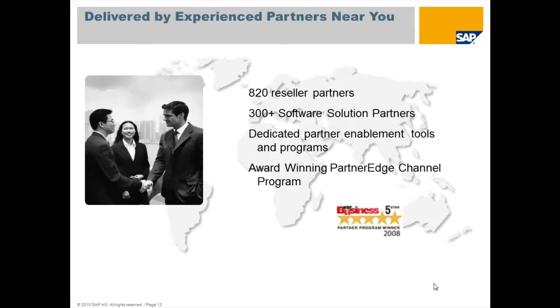So, what do you need to do next? Well, the SAP Business One starter package is delivered by experienced partners, and there's a good chance we've got a partner in your city or right close by. So as I said, we've got 820 reselling partners, 300 plus software solution partners. We provide those partners with dedicated partner enablement tools and programs, and we interact with those partners through our PartnerEdge channel partner program. So what you need to do is reach out to us at SAP.